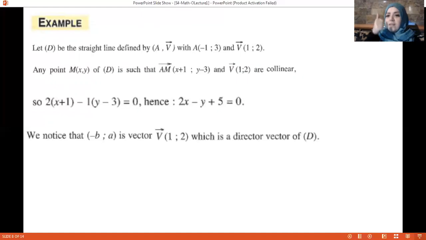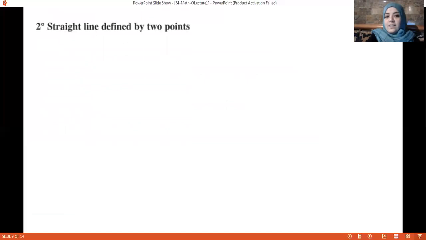So that was the first case, if you have a specific point and a directing vector. Okay, now what if you have only 2 points? So the only given you have is 2 points, A and B, and you don't have a directing vector. This is very easy. Look for the steps.